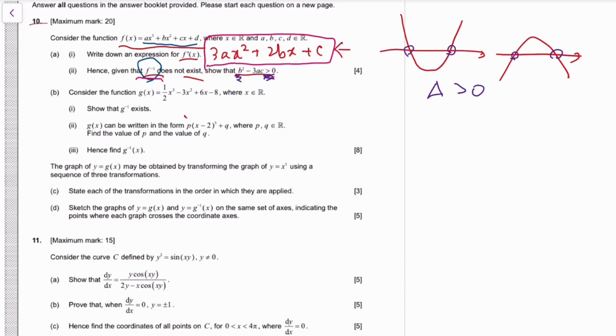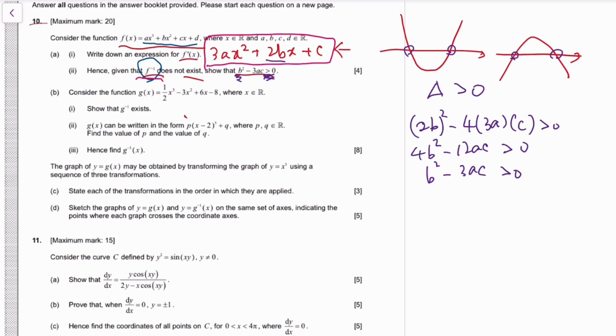This is not the first time this concept comes up in an HL paper, but it is tricky that it just pops up like this. It could catch you off guard. But now you know what to do. You do b squared minus 4ac. The b of this quadratic is 2b, so it's 2b squared minus 4 times a, which is 3a, times c, bigger than 0. So 4b squared minus 12ac is bigger than 0. Divide the 4 away.